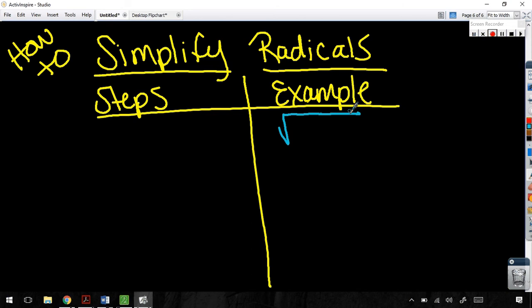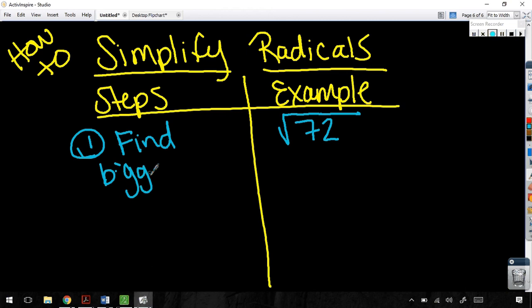I'll give y'all a second to copy that. Okay. Here's what I want to do. Find the biggest, guys, perfect square from that list that I gave you. And I'm just going to write PS for perfect square.